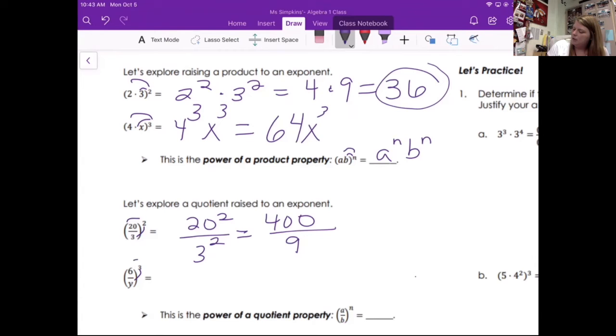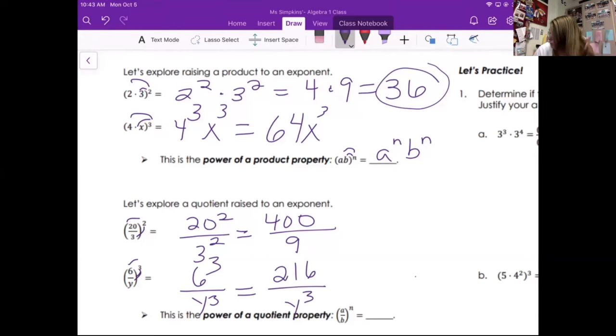So same thing here. So 6 to the third over y to the third. 6 to the third is 6 times 6 times 6, which I'll just let you know is 216 over y to the third. So whenever we have a quotient and we have an exponent that's outside those parentheses, we can give that exponent to both the numerator and the denominator to get our answer.